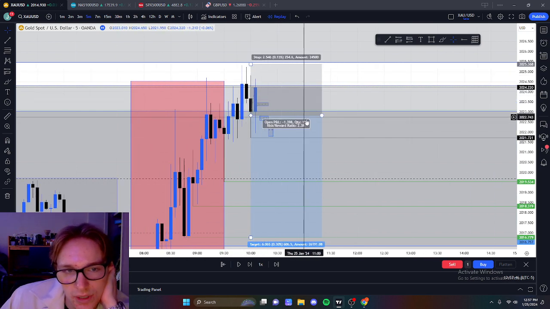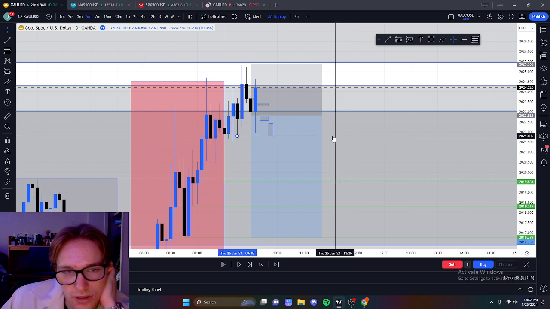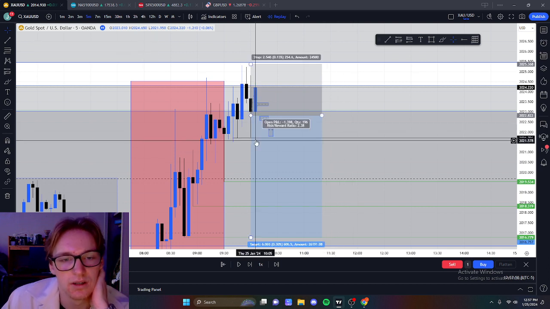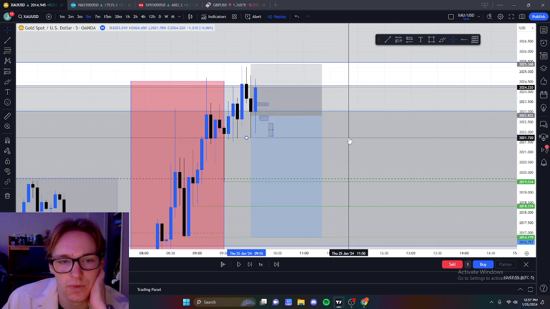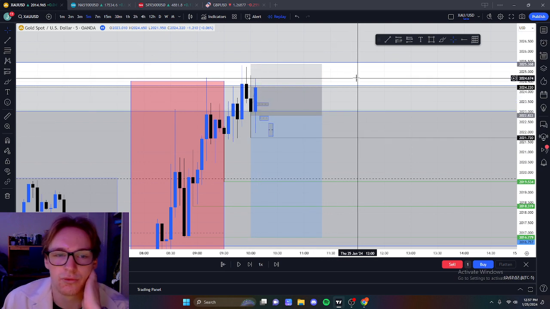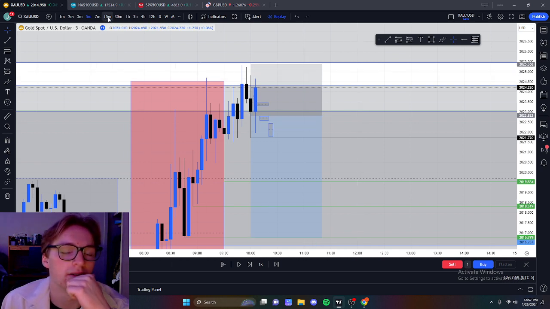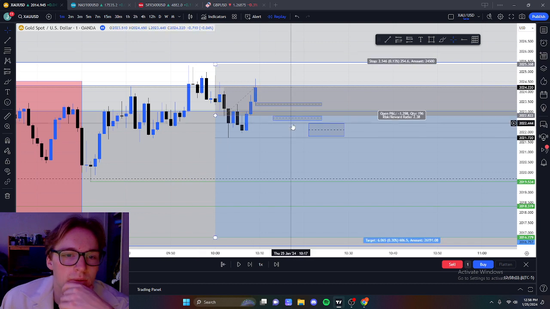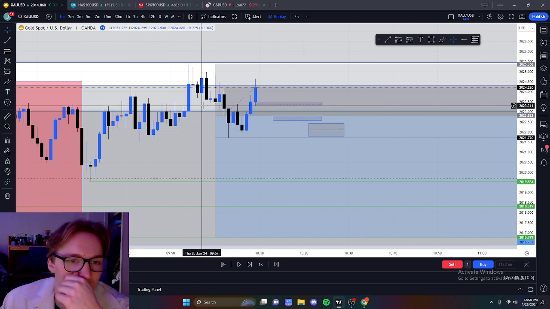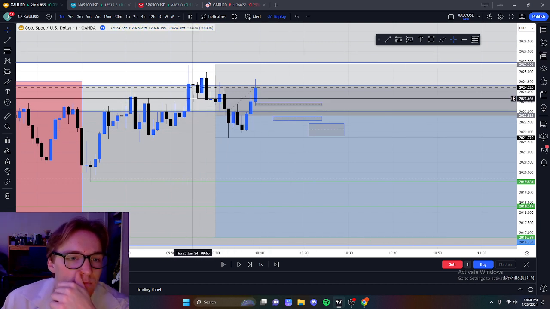As we can see here, I was waiting for a 5-minute break of structure, and we didn't end up getting it. I think this candle closed bullish too. It wasn't until right after I took the trade that we got the break. And then the 15-minute was down here as well. But I waited for a 1-minute break, and our 1-minute break was right here.